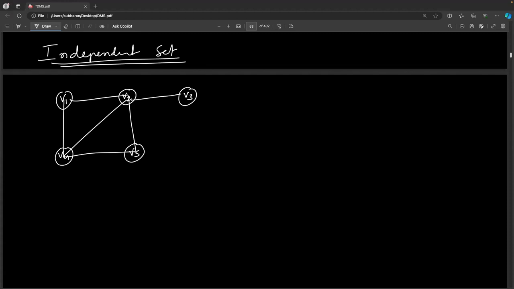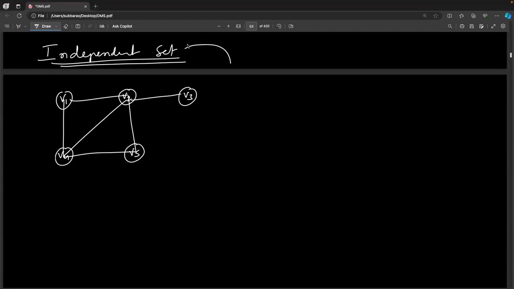So remember, output is going to be one set. Input is a graph. Output is one set. Independent set is one set. And one more thing, some people are asking, set okay sir, is it a set of vertices or a set of edges? Set of vertices. Remember, everyone.